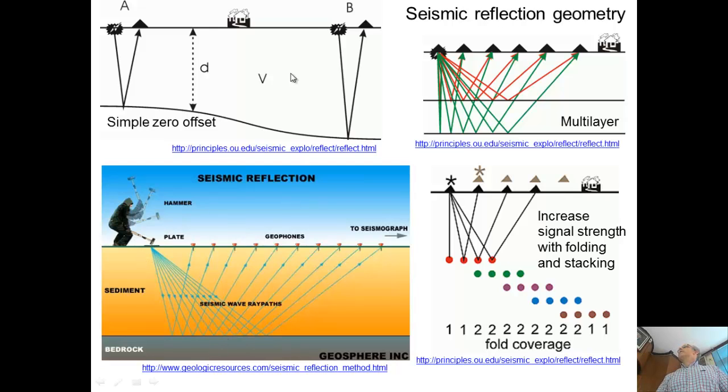So we're looking for multiple interfaces: a single outgoing signal, multiple returns. And then you can also try to increase the signal strength by moving the source and receivers along with overlap. This is called folding, and with the data you can do stacking to increase the signal. I won't go into any of the data processing. It's a well-established field, but beyond the scope of our lectures.